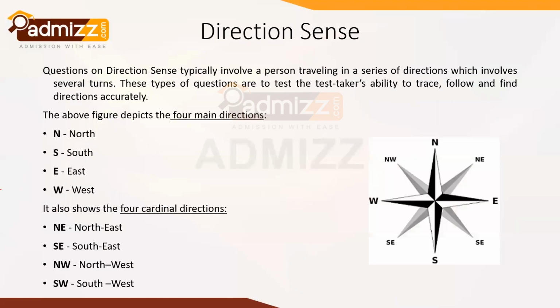We'll be moving to direction sense, right? Questions on direction sense typically involve a person traveling in a series of directions, which involve several turns. These test the ability to trace, follow, and find directions accurately. These are one of the easiest questions you can find. All you need to know is this particular figure and the Pythagoras Theorem if the question involves numbers.